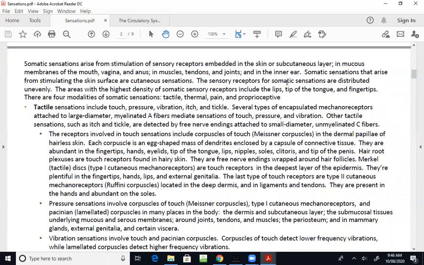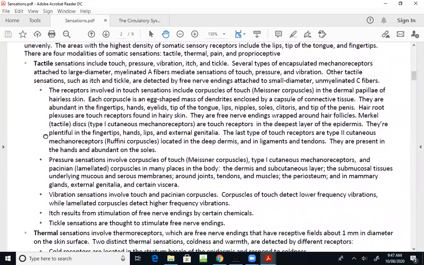Once again, the 4 modalities or 4 types of somatic sensations are tactile, pain, thermal, and proprioceptive. Tactiles include touch, pressure, vibration, itch, and tickle. And here is some information on the different receptors. There are several types of what we call encapsulated mechanoreceptors.